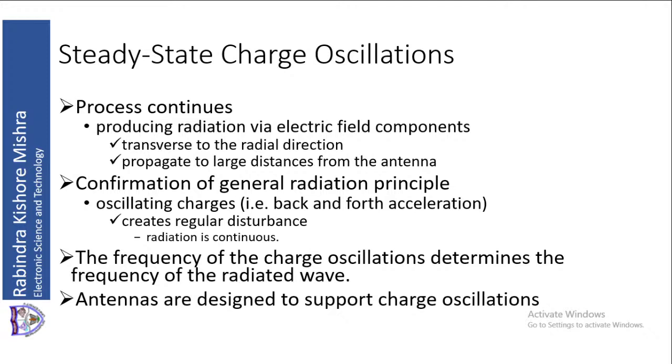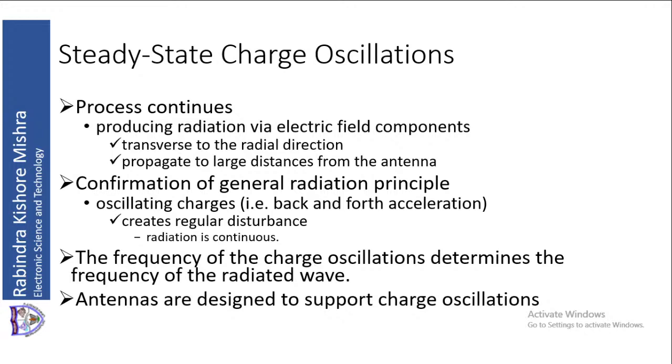The principle is that there should be an accelerating charge for the production of radiation. Since there is oscillation, the charge is accelerating. It is always changing its direction, and change in direction is equivalent to acceleration. And this confirms the general radiation principle. The oscillating charges create a regular disturbance.